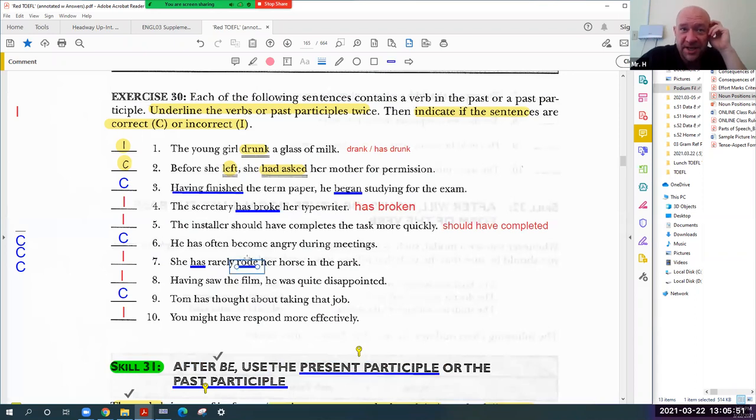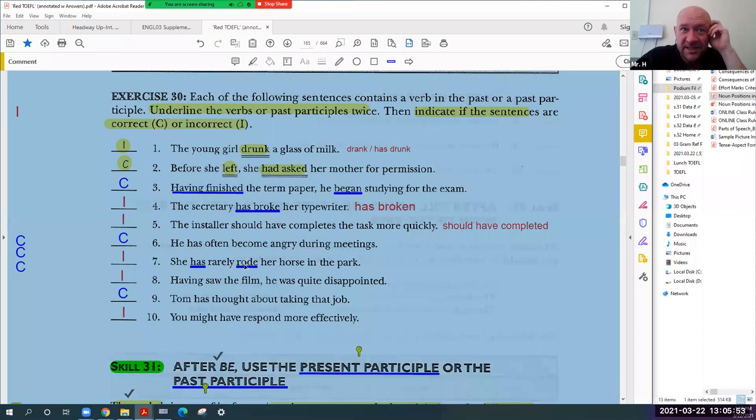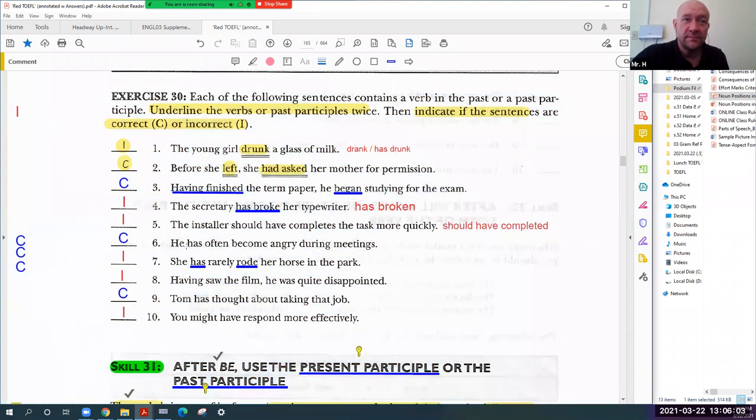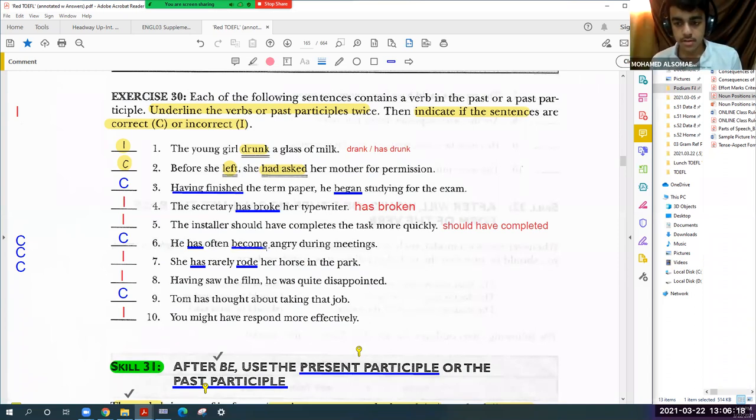So the problem is here. This is incorrect. So what should it be instead of rode? Rode is verb two, change it to verb three. Can you do that? Mohammed, do you know verb three? Maybe ridden. Yes, ridden is the correct answer. Okay, we want to put ridden.